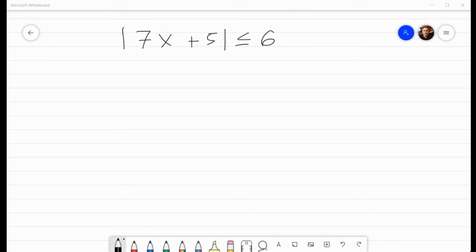So when we have an inequality like this, what do we do? We form this compound inequality. We have 7x plus 5 less than or equal to 6, but that's not all, right? We also do greater than or equal to the negative.